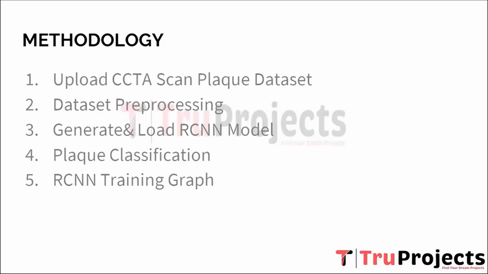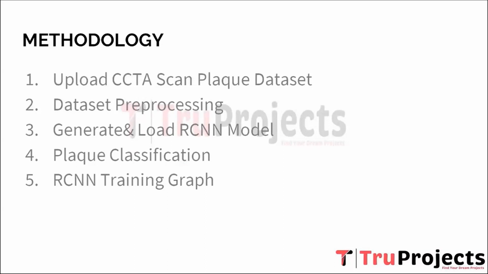Fourth, plaque classification. With the RCNN model generated and loaded, the next objective is to use it for plaque classification. The model takes the preprocessed CCTA scan images as input and analyzes them to determine whether coronary artery plaque is present or not. Plaque classification is a critical step in identifying patients at risk of coronary artery disease and facilitating appropriate medical interventions. Fifth, RCNN training graph.